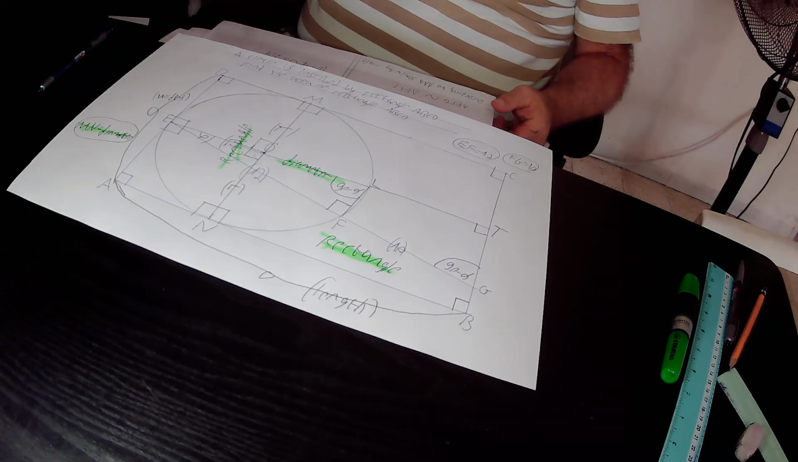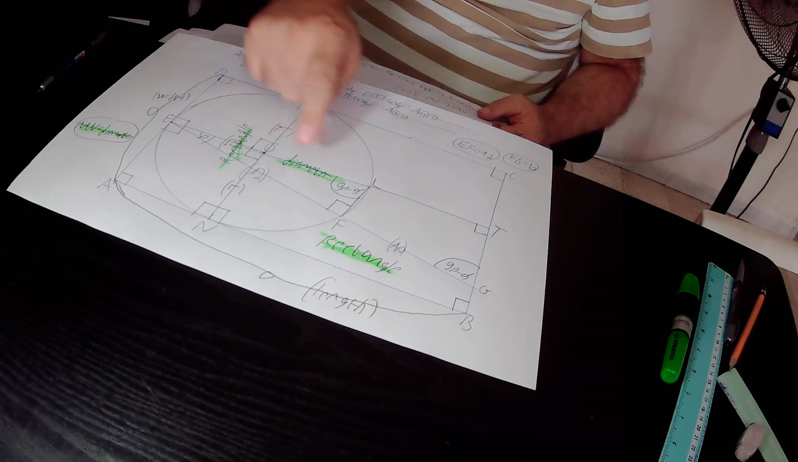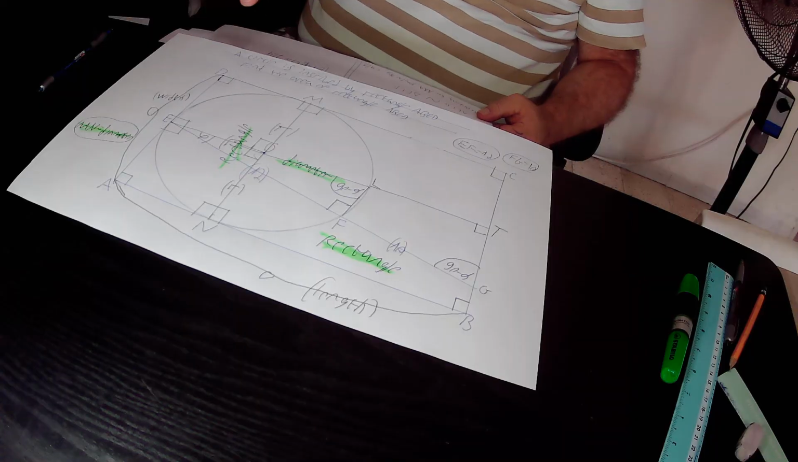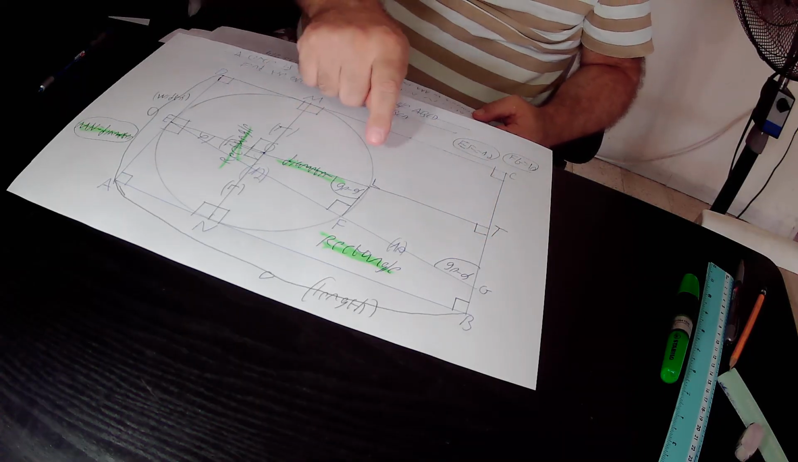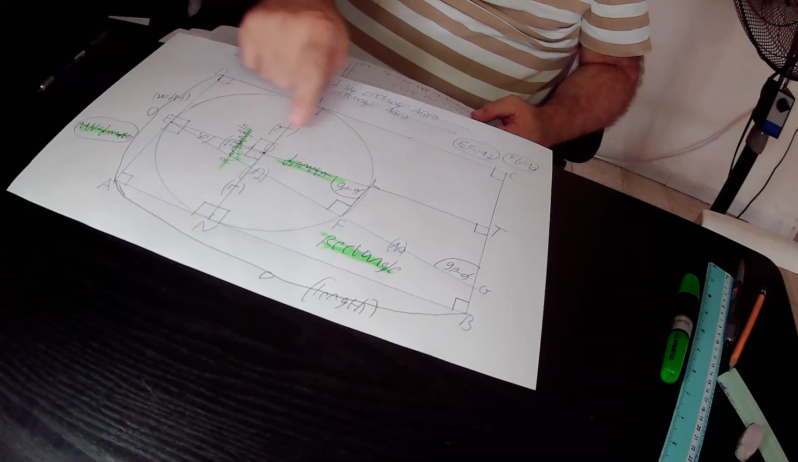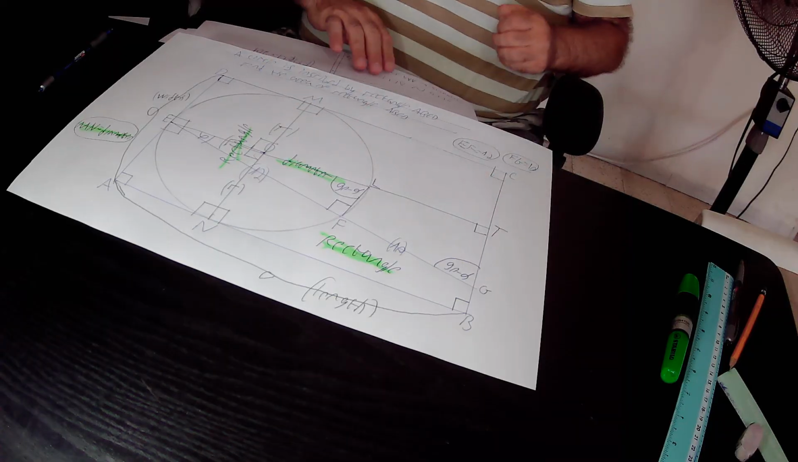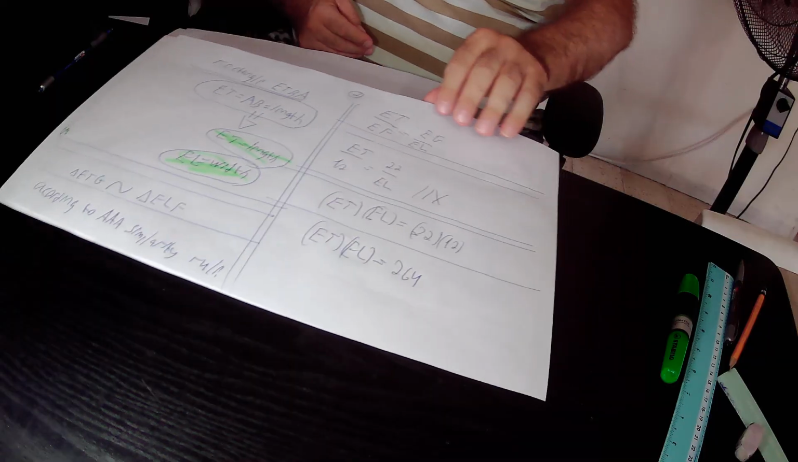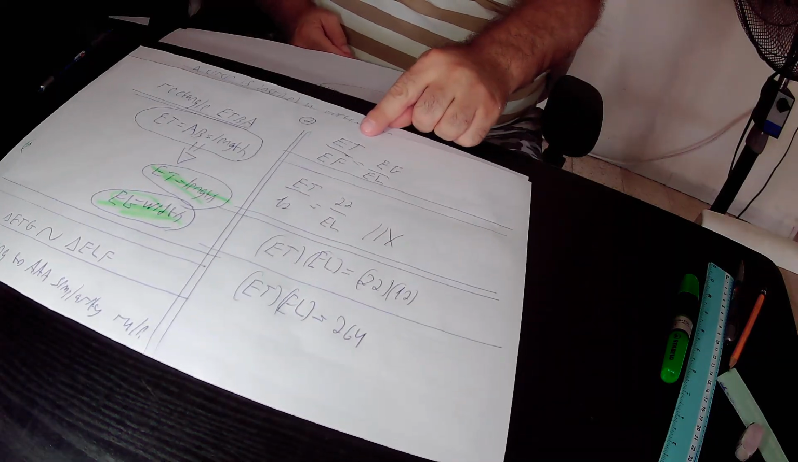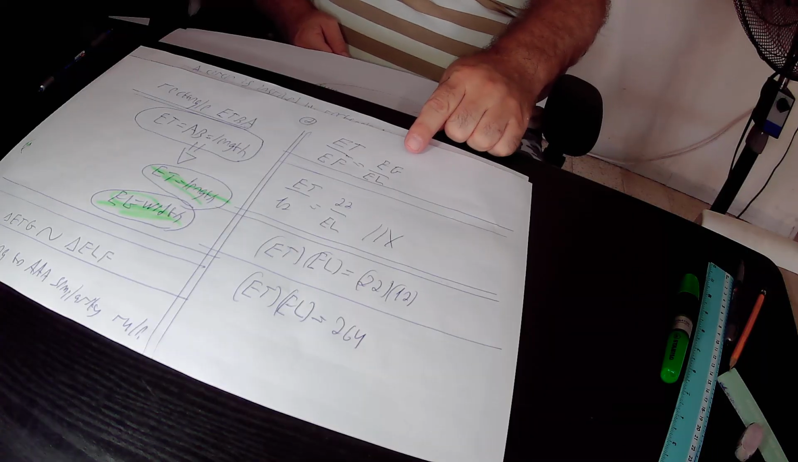We will derive that side ET of the big right triangle ETG over side EF of the small right triangle ELF is equal to side EG of the big right triangle ETG over side EL of the small right triangle ELF.